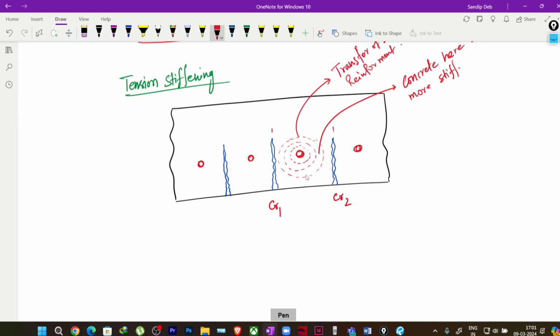So that means the net strain, which is obviously tensile strain. So the net strain due to, what should I say, tension stiffening. Why tension stiffening? Because this is tensile stress which is being transferred, right? So tension stiffening of concrete.